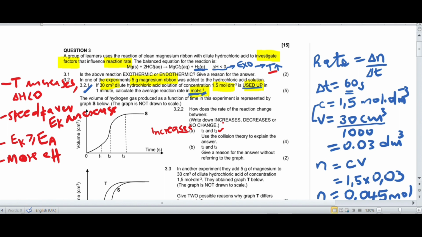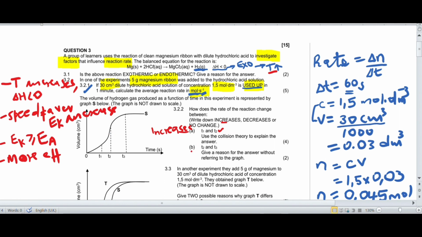So choose increases, then they say use the collision theory to explain. We go back to the equation. We find that the reaction there is exothermic, meaning that the temperature increases. So the temperature increases as the reaction proceeds. So yeah, increases. Okay.